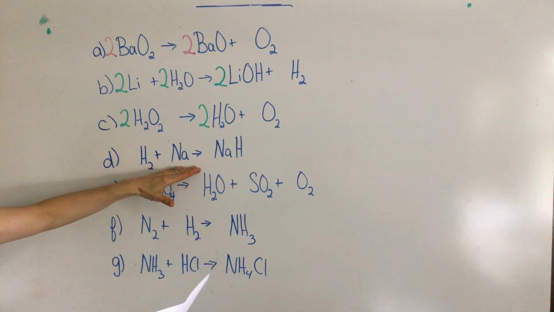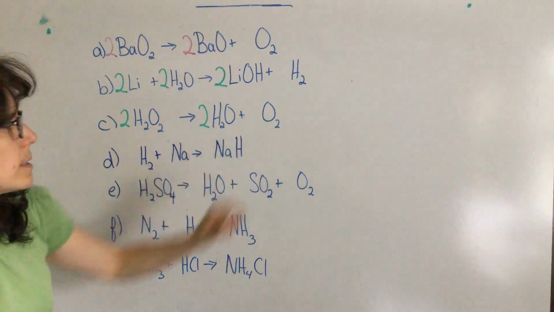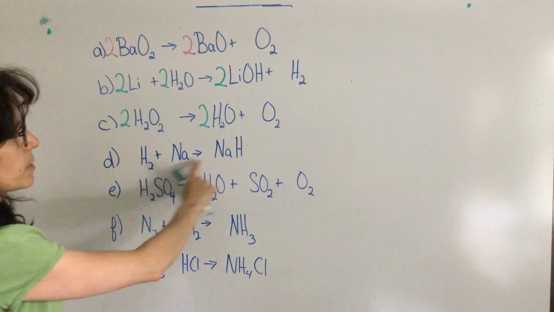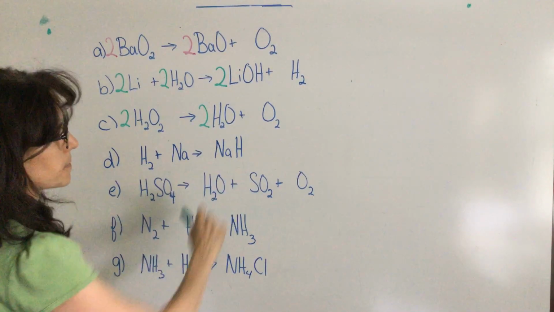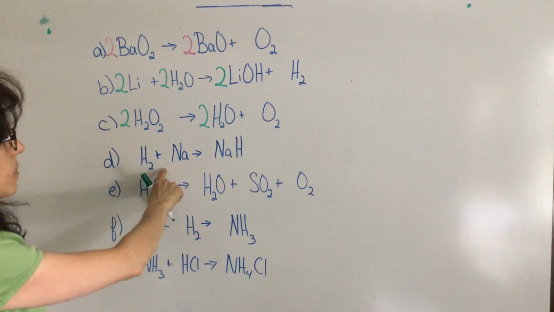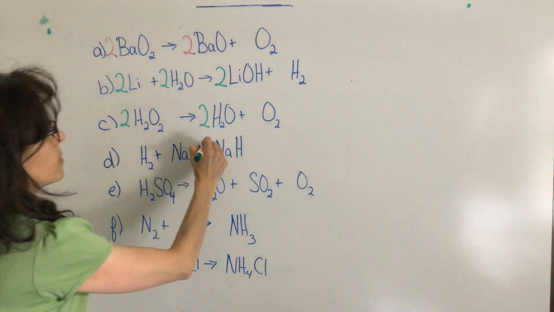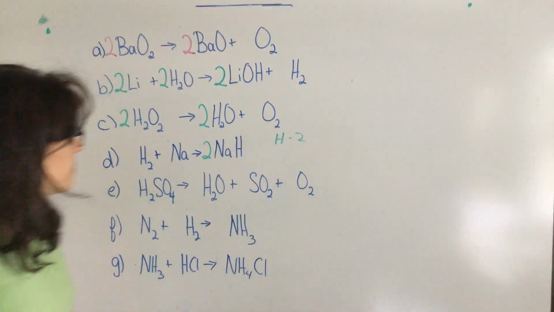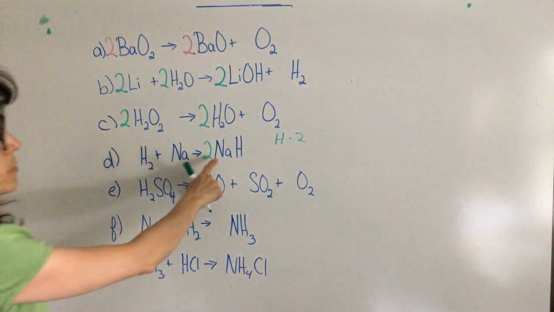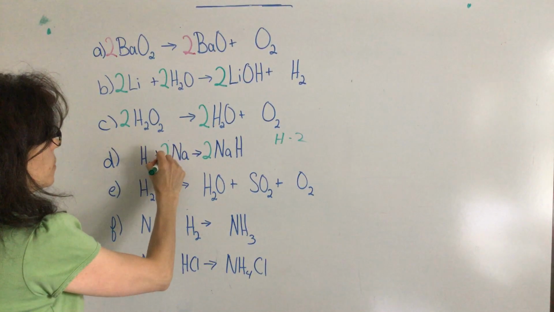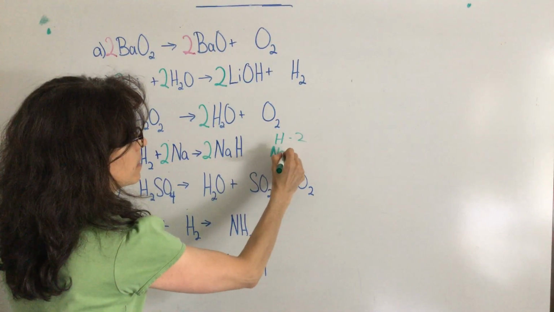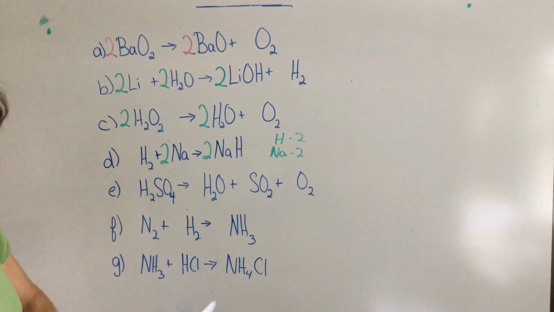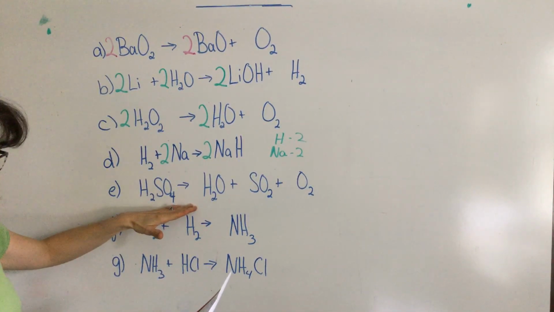And let's see. Let me start listing them on the side for you. Take a look at this one. Hydrogen plus sodium gives us sodium hydride. We have 2 hydrogen in the reactant, so we need 2 hydrogen products. So we're going to have 2 hydrogen. Now we have 2 sodium products. We need 2 sodium reactants. So we have 2 sodium and 2 sodium, 2 on each side there. Letter E, let me take a look at my notes here.